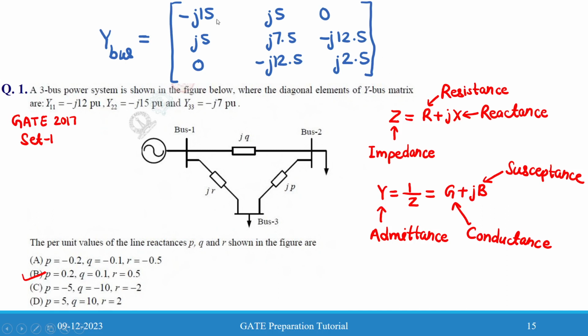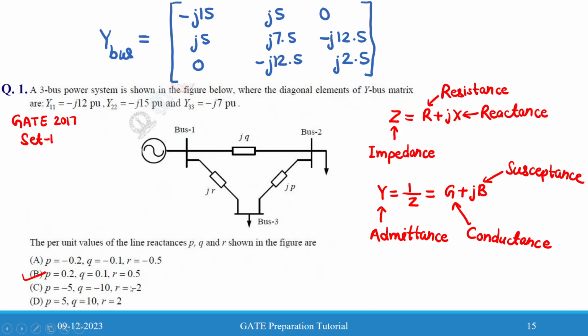And this is the final we got. And so the first question that we are now going to see is from GATE 2017 Set 1. This problem says that a 3 bus power system is shown in the given figure below, where the diagonal elements of the Y bus matrix are this one and this one. The per unit values of the line reactances P, Q, R shown in the figure are.